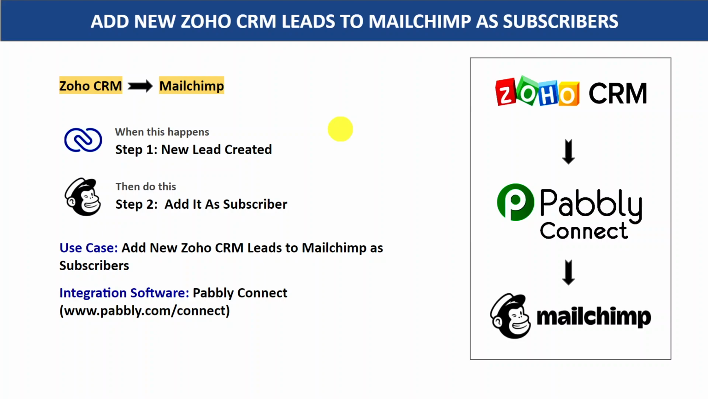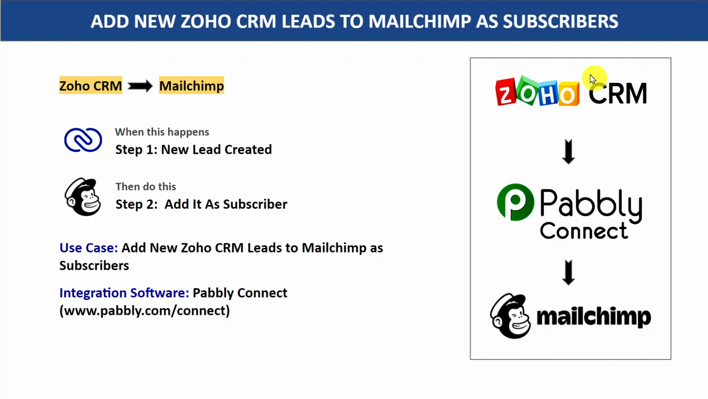Hey everyone, in this video we are going to learn how you can automatically add new leads of your Zoho CRM to Mailchimp as subscribers. Here in this video I'm sending my leads from Zoho CRM to Mailchimp, but in place of Zoho CRM you can also use or integrate other CRM like Pipedrive, HubSpot, etc.